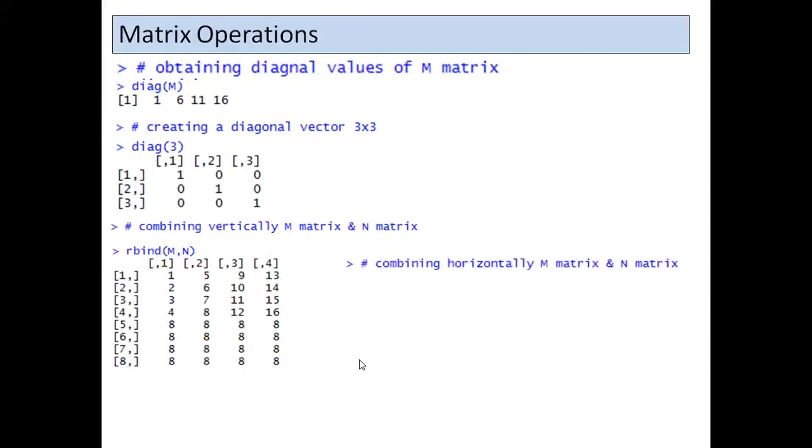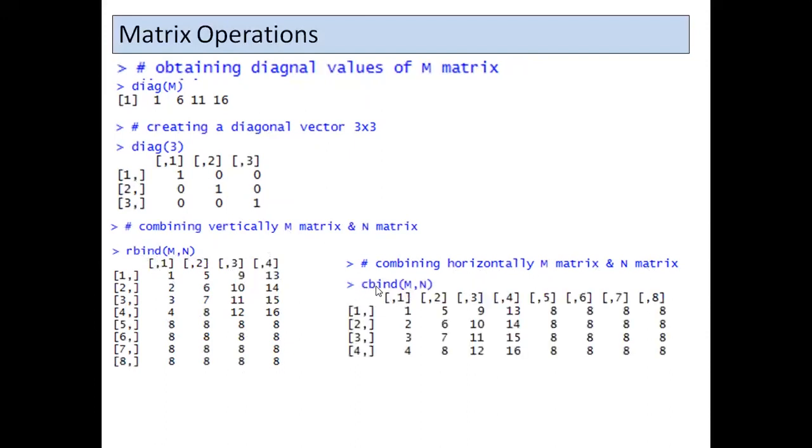Whereas on the other hand, if you want to combine the data in a horizontal manner, then in that case we type in cbind and the matrix names, and over here if you see, the data that we have is combined in a horizontal fashion. So this is how we basically create a matrix within our programming.